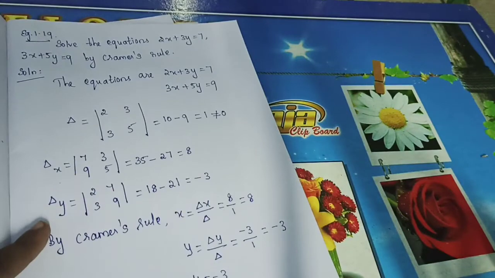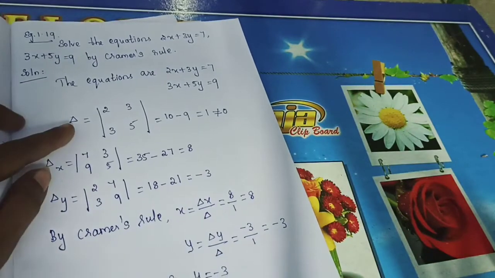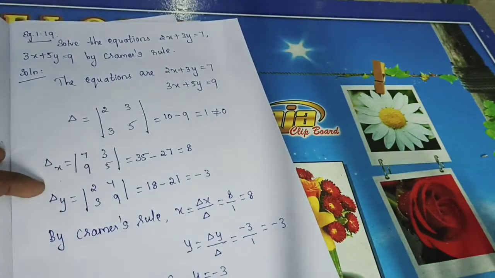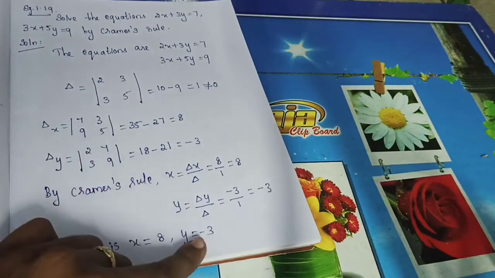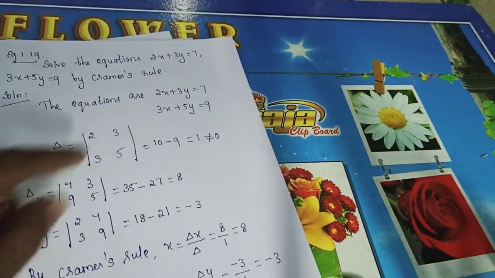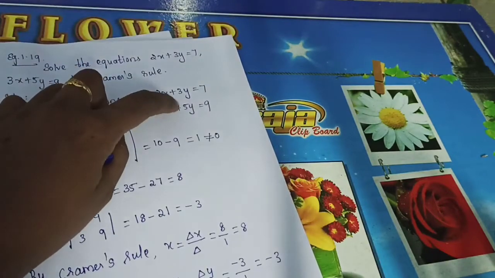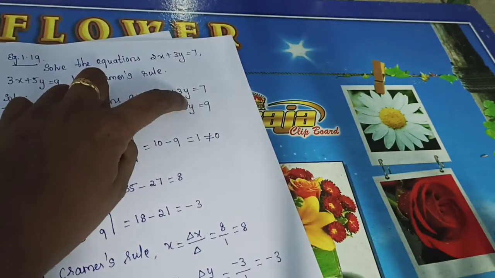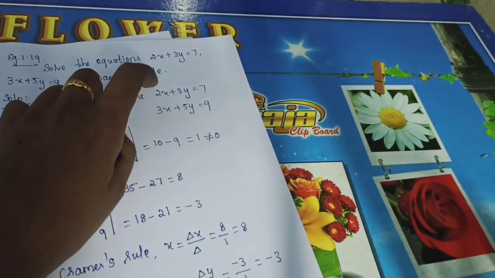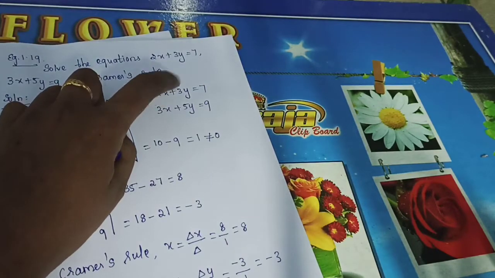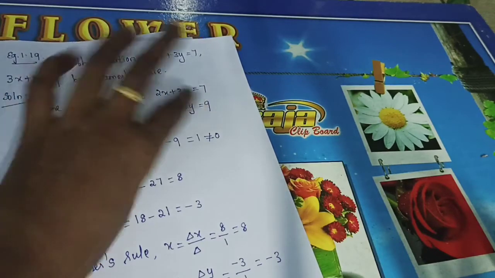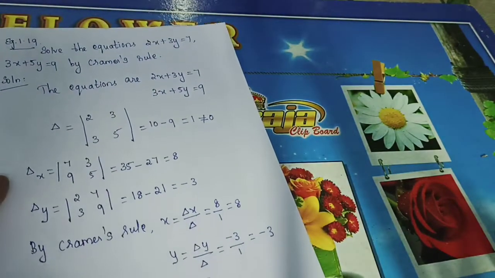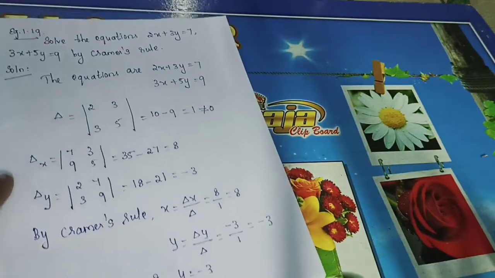That's the answer. Understand? Again I will repeat. First find delta, that's not equal to 0. Then delta x, delta y. Then by Cramer's rule, apply here, you got the answer. If you need, you can check the answer here. 2 into 8 means 16 plus 3 into minus 3. That is minus 9. So 2 into 8, is it right? That is 16. 16 minus 9. You will get 7. Okay? Correct. Your answer is correct. Solution is correct. So x for one value and y for one value.